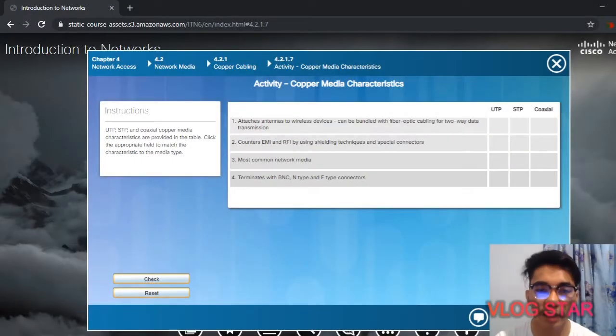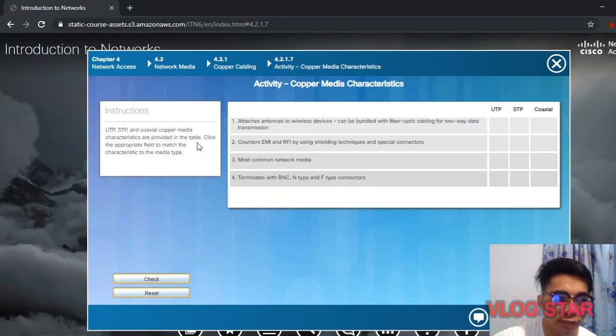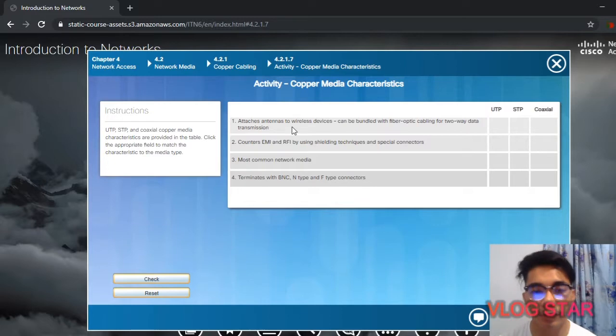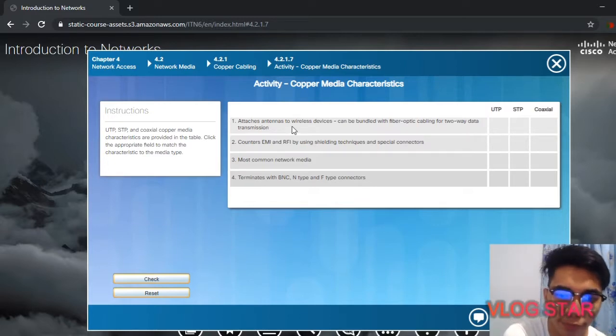this is the second activity of the chapter 4, the copper media characteristics, the UTP, STP or shielded transfer protocol or the unshielded transfer protocol, and the coaxial copper. And let's proceed to answer them. The first question is attach just antennas to wire devices.